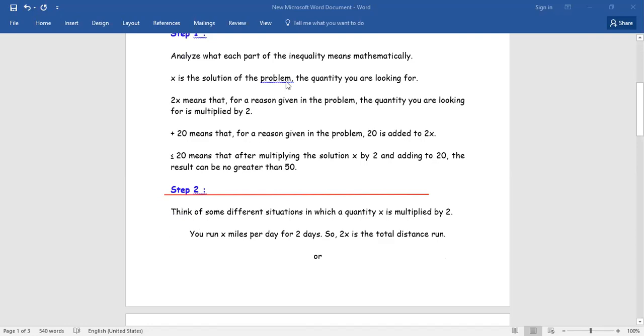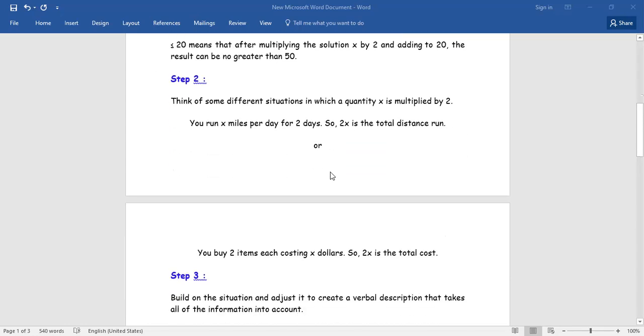Second step: think of some different situations in which a quantity x is multiplied by 2. For example, you run x miles per day for 2 days, so 2x is the total distance run. Or you buy two items each costing x dollars, so 2x is the total cost.